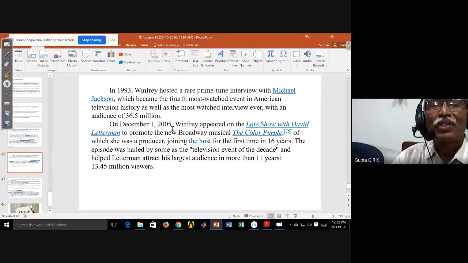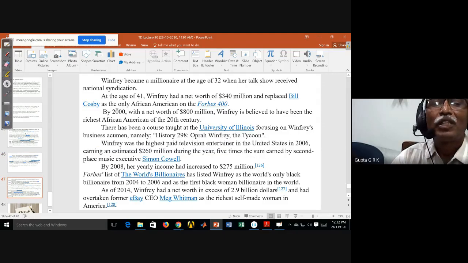On December 1, 2005, Winfrey appeared on The Late Show with David Letterman to promote the new Broadway musical The Color Purple, of which she was a producer, joining the host for the first time in 16 years. The episode was hailed by some as the television event of the decade, and helped Letterman attract his largest audience in more than 11 years, 13.545 million viewers. Winfrey became a millionaire at the age of 32 when her talk show received national syndication. At the age of 41, Winfrey had a net worth of $340 million and replaced Bill Cosby as the only African American on the Forbes 400.